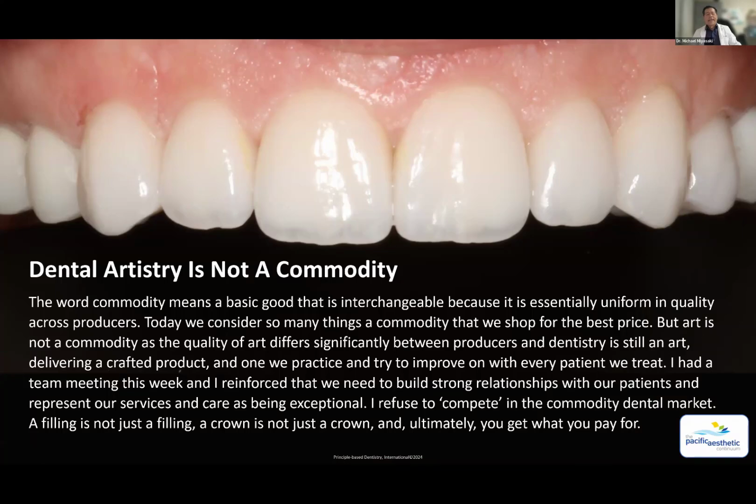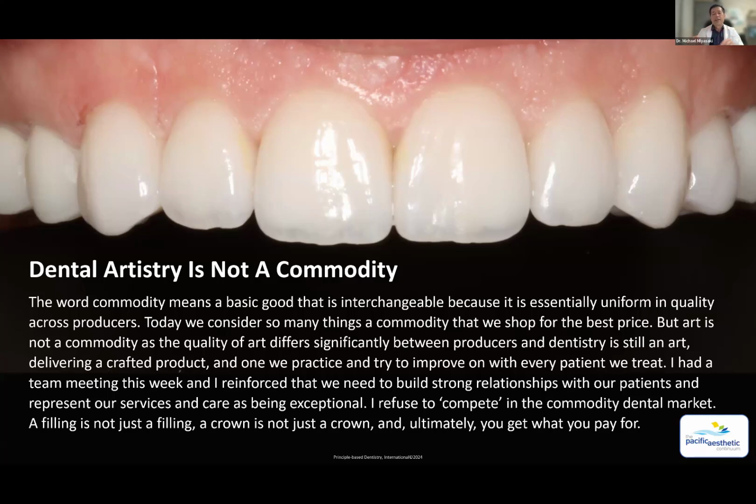So the way that I look at this, to me, this is dental artistry. I want you to understand that dental artistry is not a commodity, that we have to value it. The word commodity means a basic good that is interchangeable because it is essentially uniform in quality across producers. And how many times do we get on our phones, look for something on Amazon, and look at the ratings and the price, right?